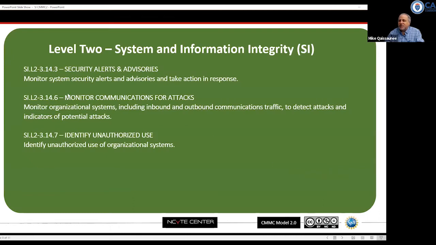So system and information integrity, this is where level 2 comes in. So security alerts and advisories. And that's what I talked about earlier: someone should be monitoring security alerts and advisories, both generic and also from specific vendors that your organization works with. Monitor communication for attacks. So basically monitor your own systems, inbound and outbound communications traffic.